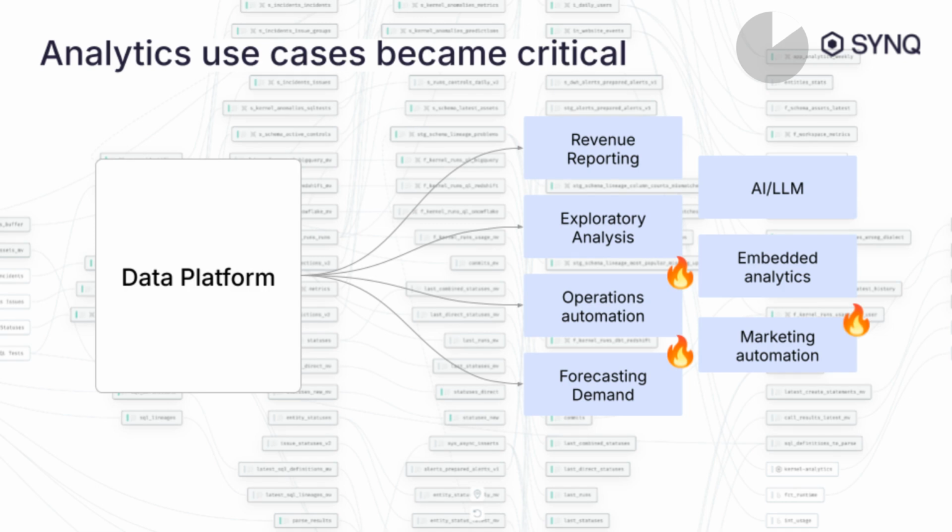Use cases like operations automation, forecasting, and marketing automation are now business critical, a shift from the days of ad hoc reporting and exploratory analysis. But with this success, the stakes are higher, and failures in these critical areas can have significant impact.